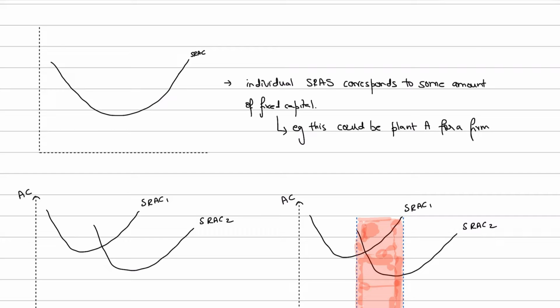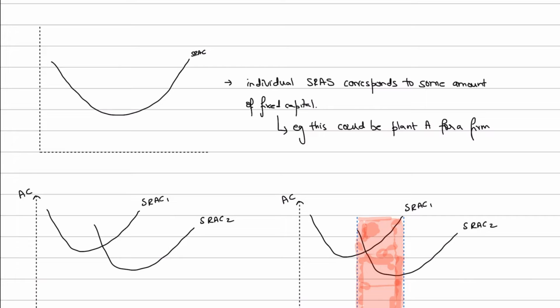And this short run average cost curve is U shaped, corresponding, and this is what you're going to write in the exam, to some fixed amount of capital, which could be a single plant, or maybe even two machines, something like that. So any individual short run average cost curve corresponds to some fixed amount of capital at some level. So guys, this means that a depiction of a short run average cost curve is really just showing one of the many short run average cost curves.